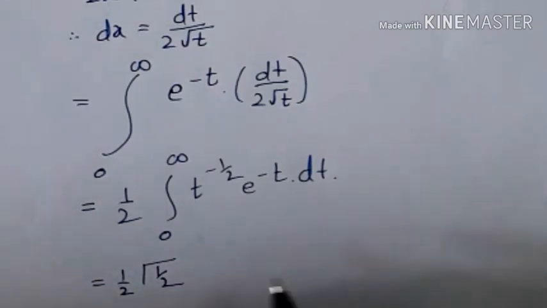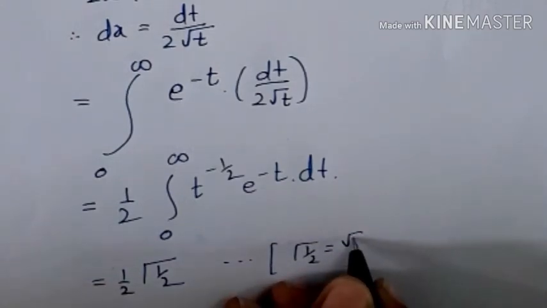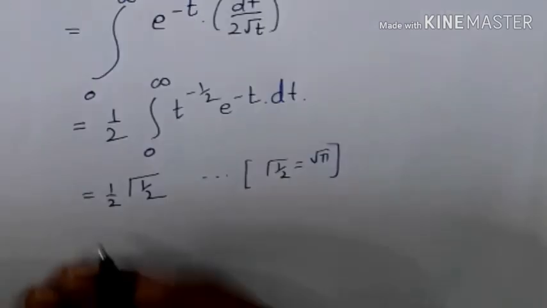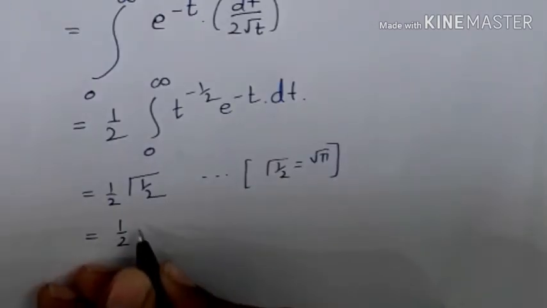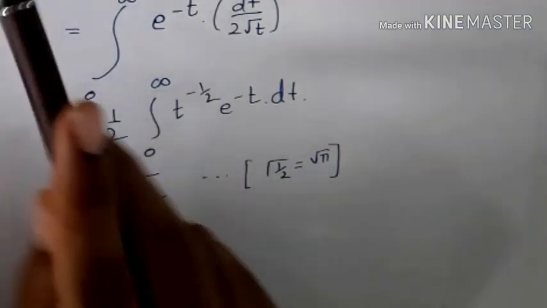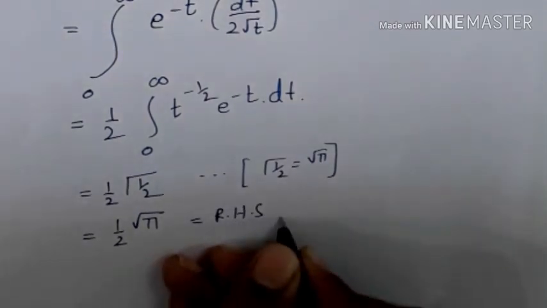And gamma 1 by 2 is nothing but root pi. How that is, I will explain in upcoming videos. For now, we have to consider that gamma 1 by 2 is root pi. Therefore our answer is 1 by 2 into root pi. Hence proved. What we had to prove? This integral equal to 1 by 2 root pi. And this is equal to the RHS.